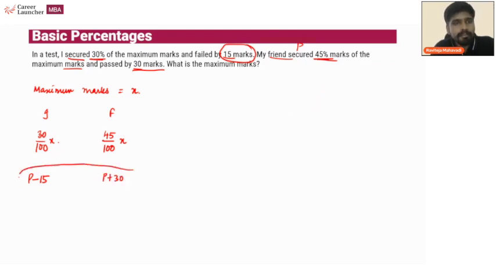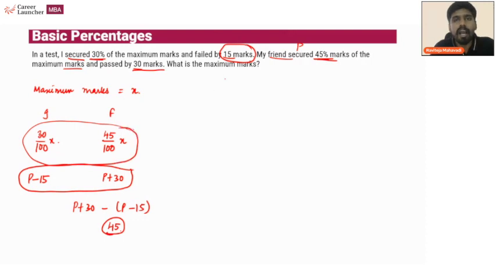Now, what is the difference between P minus 15 and P plus 30? P plus 30 minus P minus 15. Actually the variable P doesn't even matter because it is going to cancel out here. So what you'll get is 45. The difference between these two is 45 marks. I am supposed to find X. So 15 by 100 of X is equal to 45. So X must be equal to 300. So the maximum marks is 300.